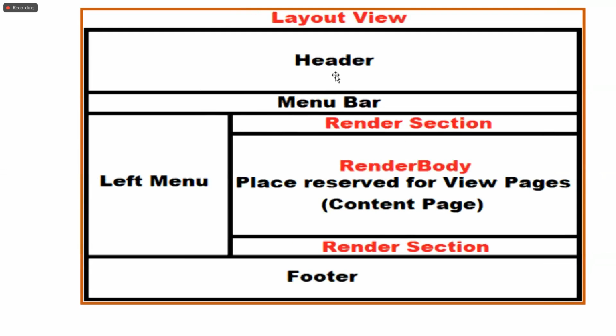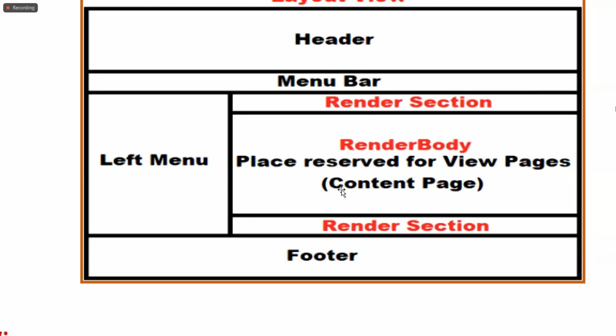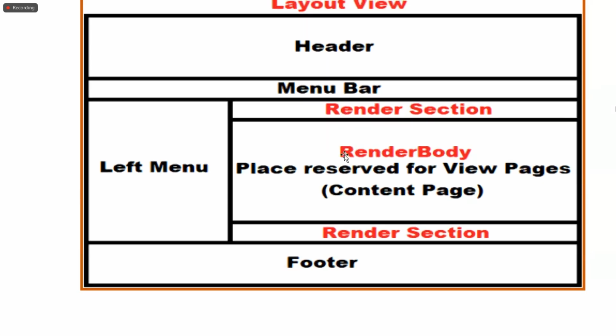So every page will have a header now. Every page will have a menu now. Every page will have a left menu. Everywhere you have a footer. And here is your content, the actual content. Are you clear about render body? So what is the render section? I'll tell you first. Are you clear with the render body? Render body is a method called for reserving space for the content page.